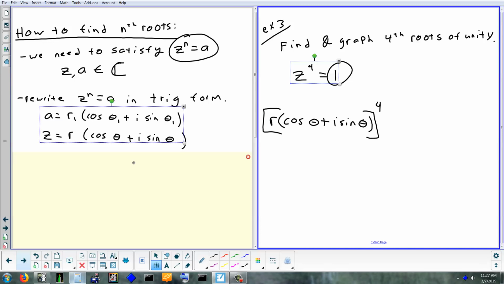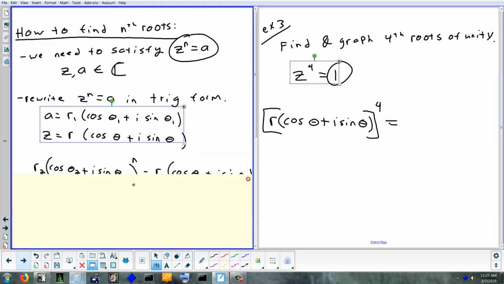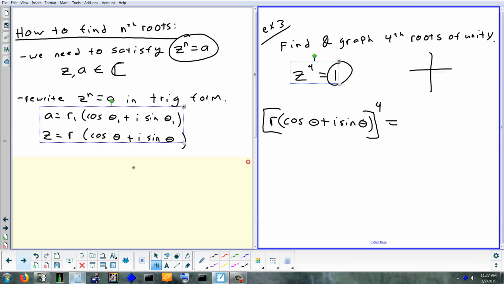All right, so we've got that. And now, on the other side, what we're going to do is rewrite 1 in trig form. So let's graph it. What's the real part in the number 1? 1. What's the imaginary part? 0.